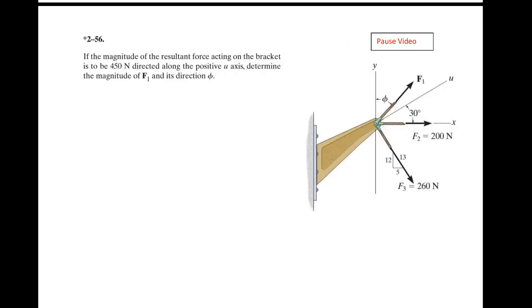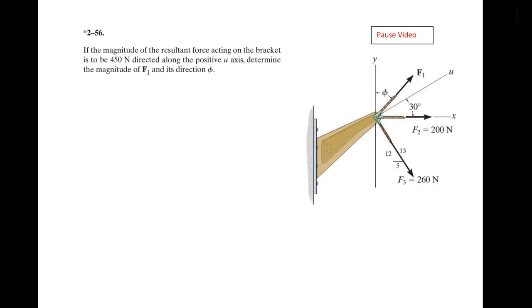Well, here's a problem I'd like you to pause the video and work on for as long as it takes. But what we're looking for is to find out the unknown force here. There's an unknown force and an unknown angle phi that will result in a resultant right along the u-axis. Its magnitude is given in the problem as 450, and the picture gives you the direction of 30 degrees.